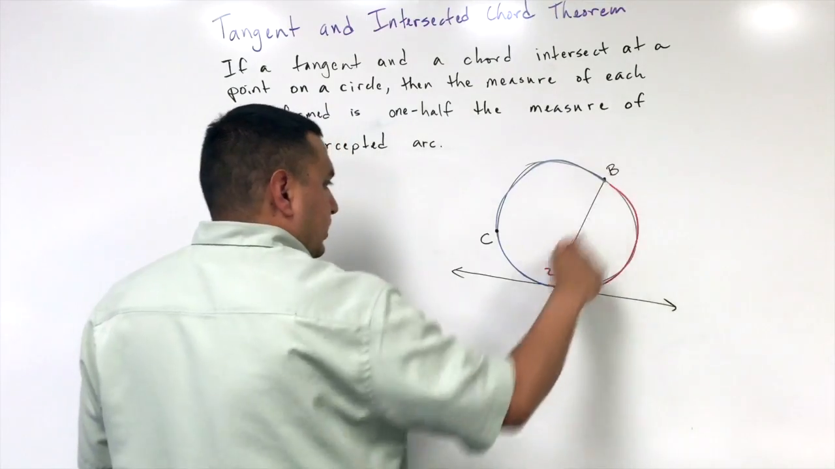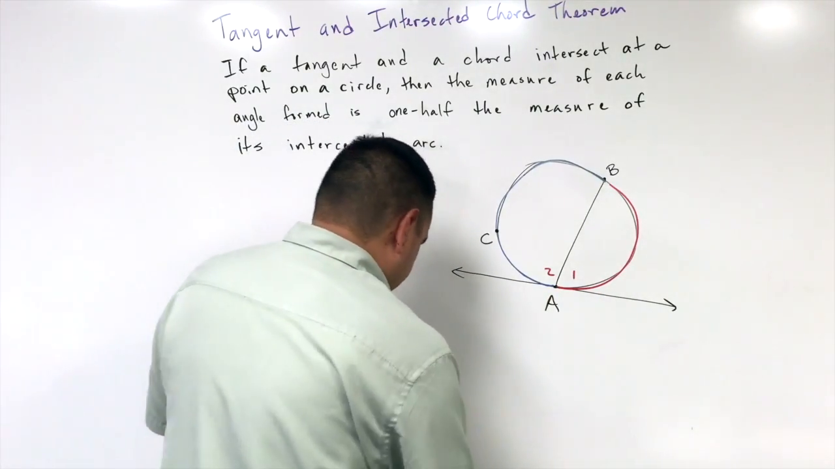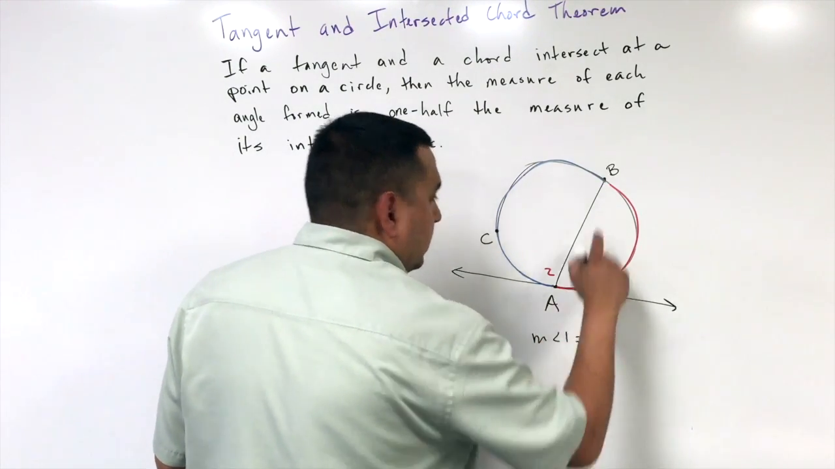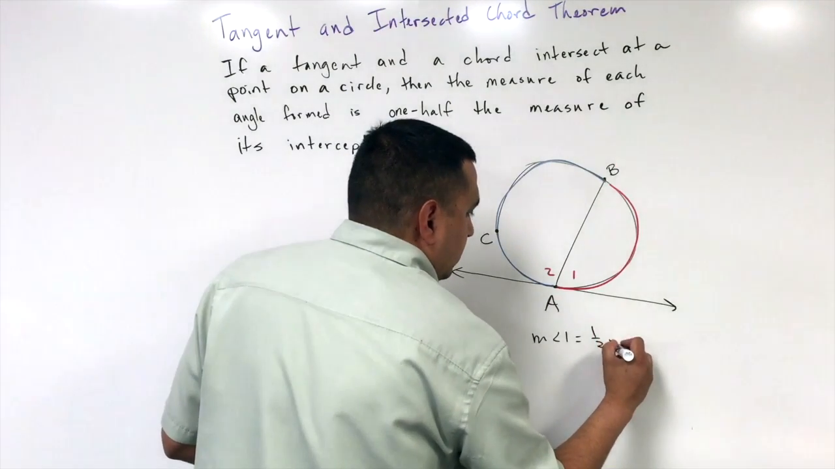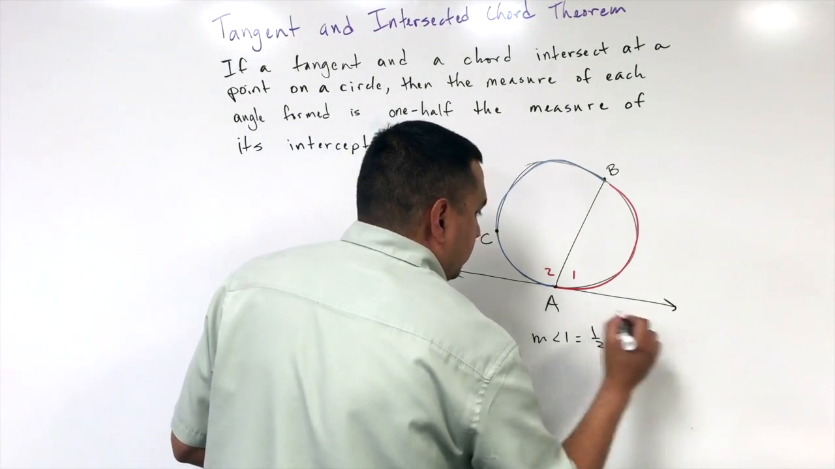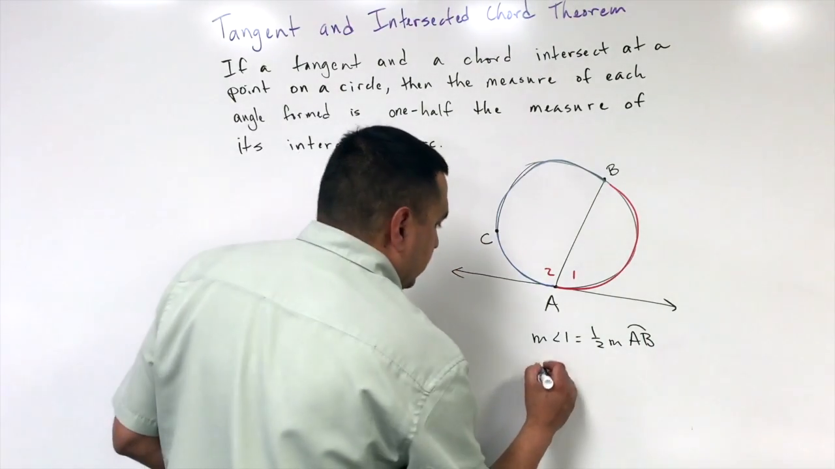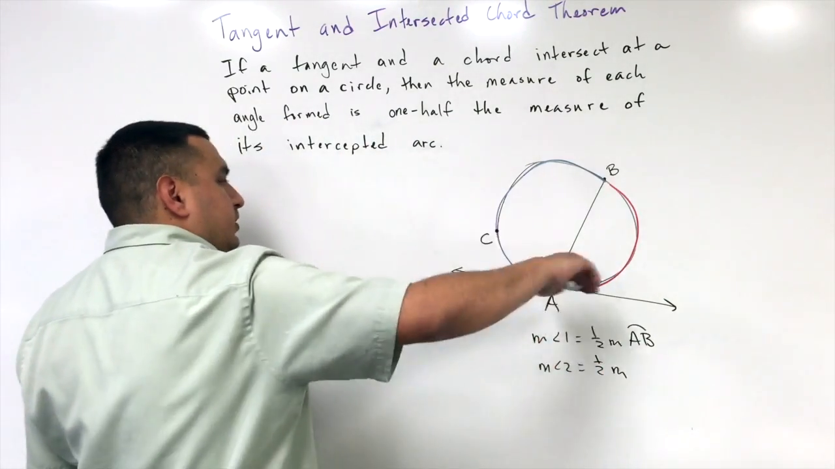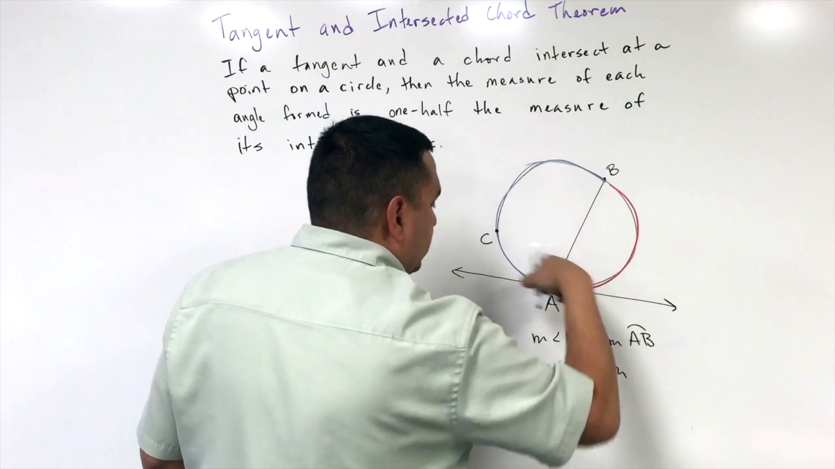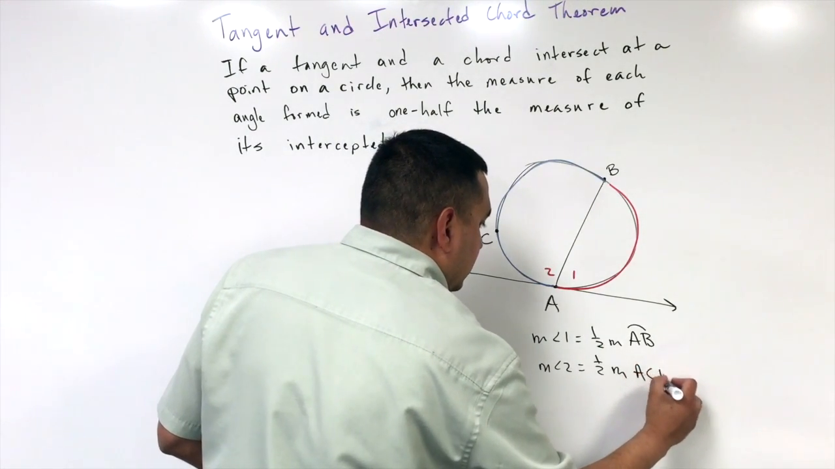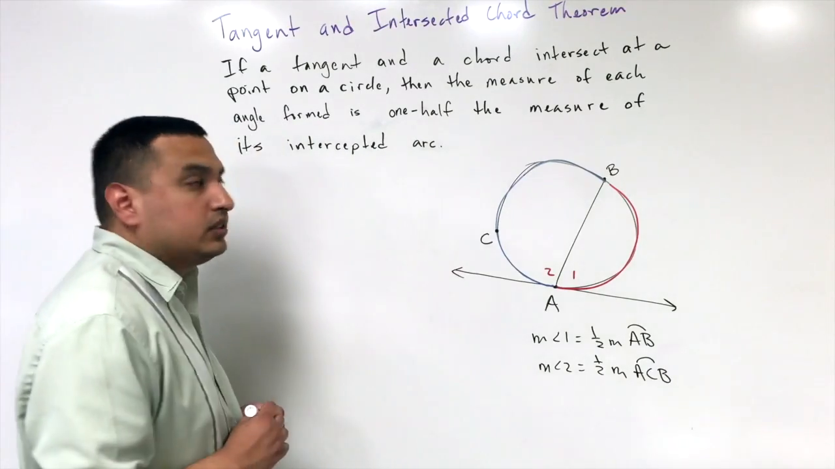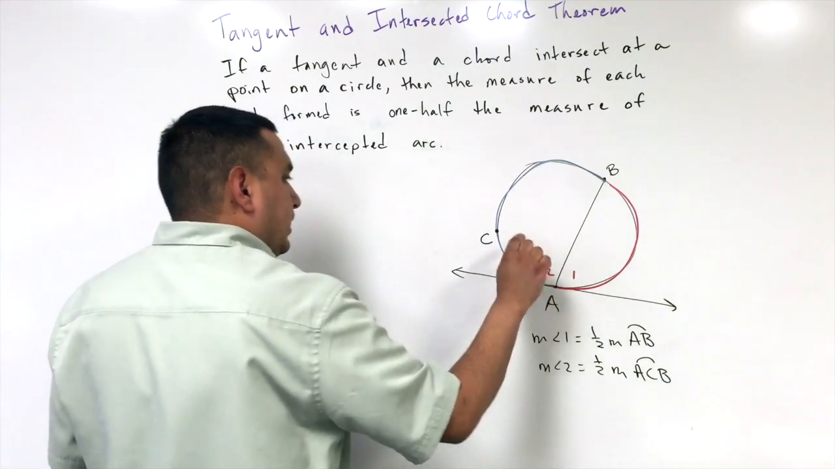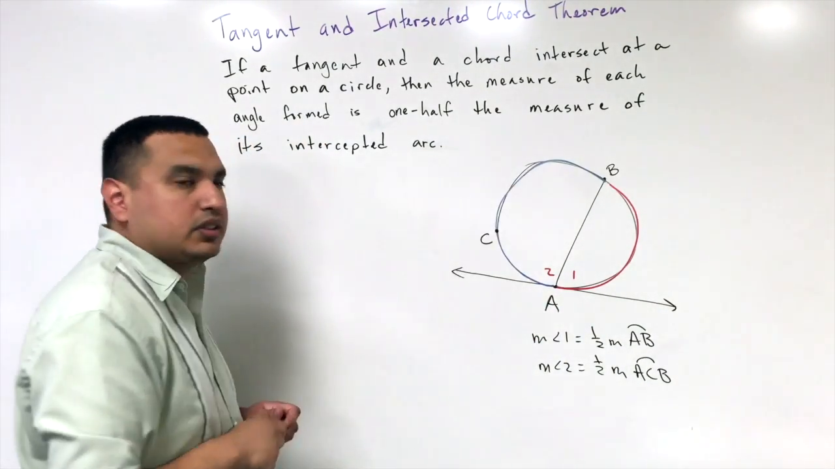Now what this says is that the measure of each angle formed, so this angle 1 over here on the right, is 1/2 the intercepted arc, which is going to be arc AB. Going on this left side, the measure of angle 2 is going to equal 1/2 the measure of this intercepted arc on this side. This is the major arc, so we would have to call this ACB. So this theorem tells us that this angle is half of this arc, and this angle here is half of this arc on this side.